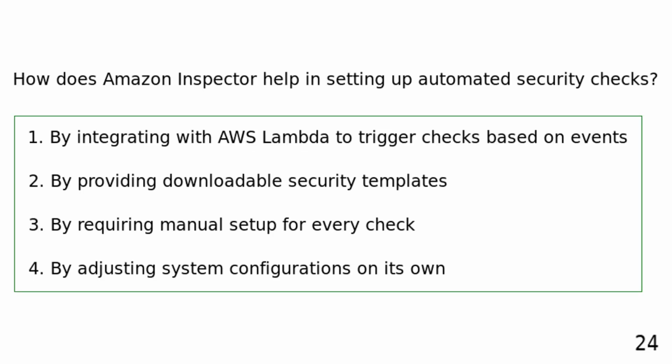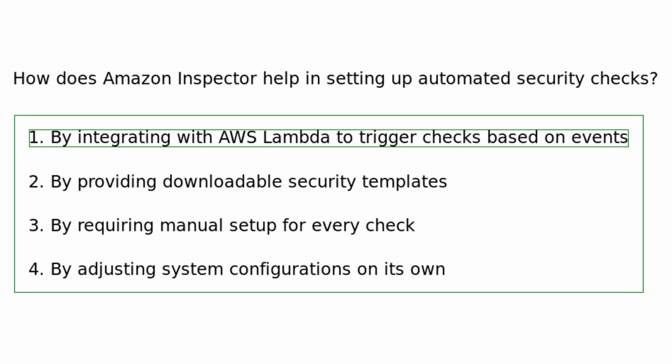How does Amazon Inspector help in setting up automated security checks? By integrating with AWS Lambda to trigger checks based on events. By providing downloadable security templates. By requiring manual setup for every check. By adjusting system configurations on its own. Amazon Inspector helps in setting up automated security checks by integrating with AWS Lambda to trigger checks based on events, allowing for timely assessment and mitigation of security vulnerabilities.